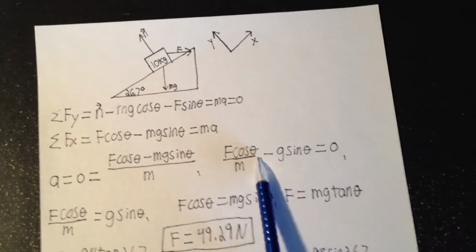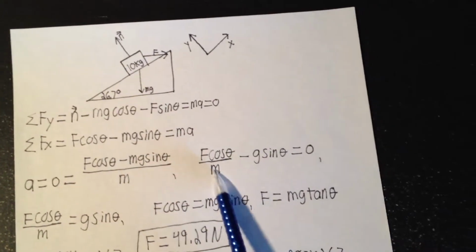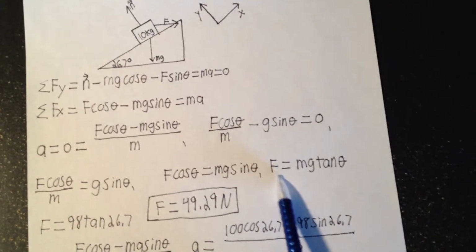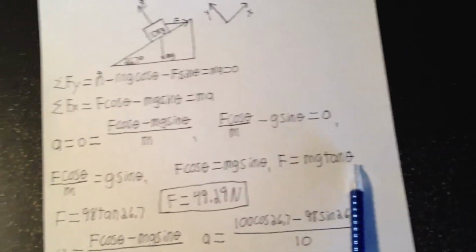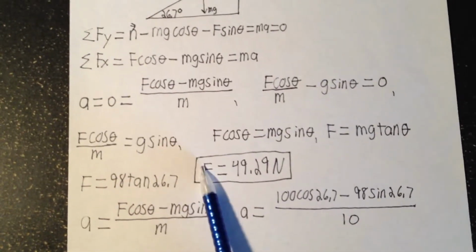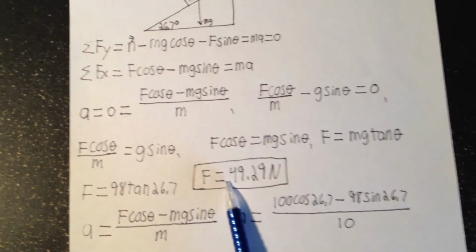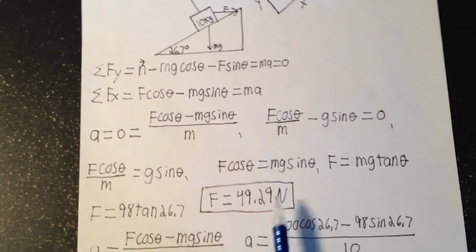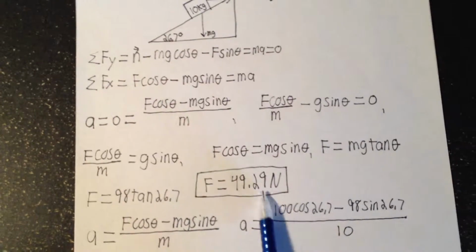I just solve this equation, and I end up getting F equals mg tangent of theta, which I solve to get the force is 49.29 newtons to keep the block, or the crate, from moving.